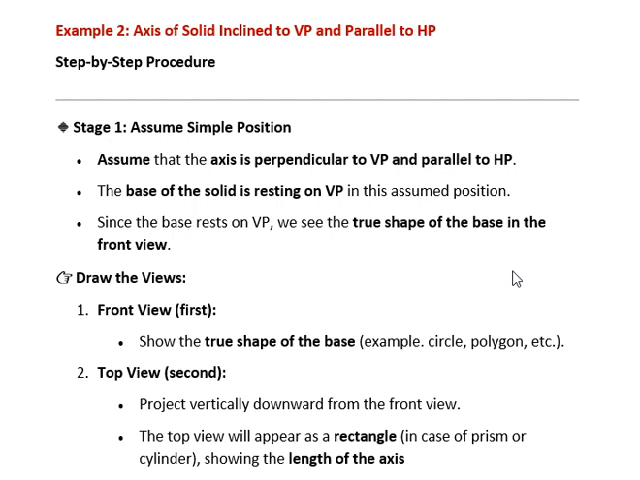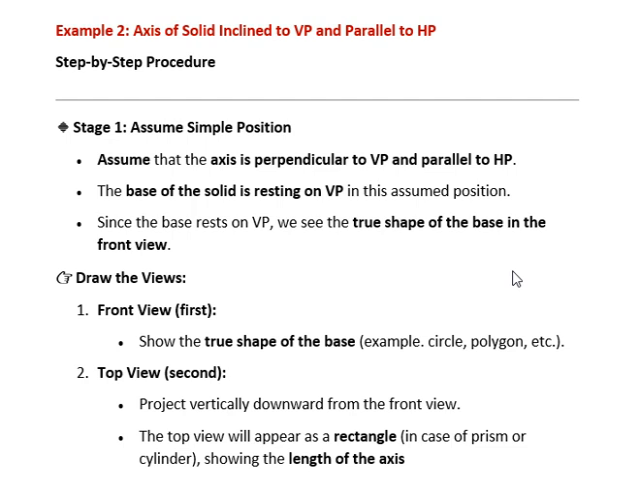The next, we have to see the axis conditions, that is, to which plane the axis of the solid is perpendicular or inclined. Usually, if it is a part B question, when the axis of the solid is inclined to any one of the planes, we have to draw its front view and top view. In that case, you assume, say for example, the axis of the solid is inclined to VP and parallel to HP.